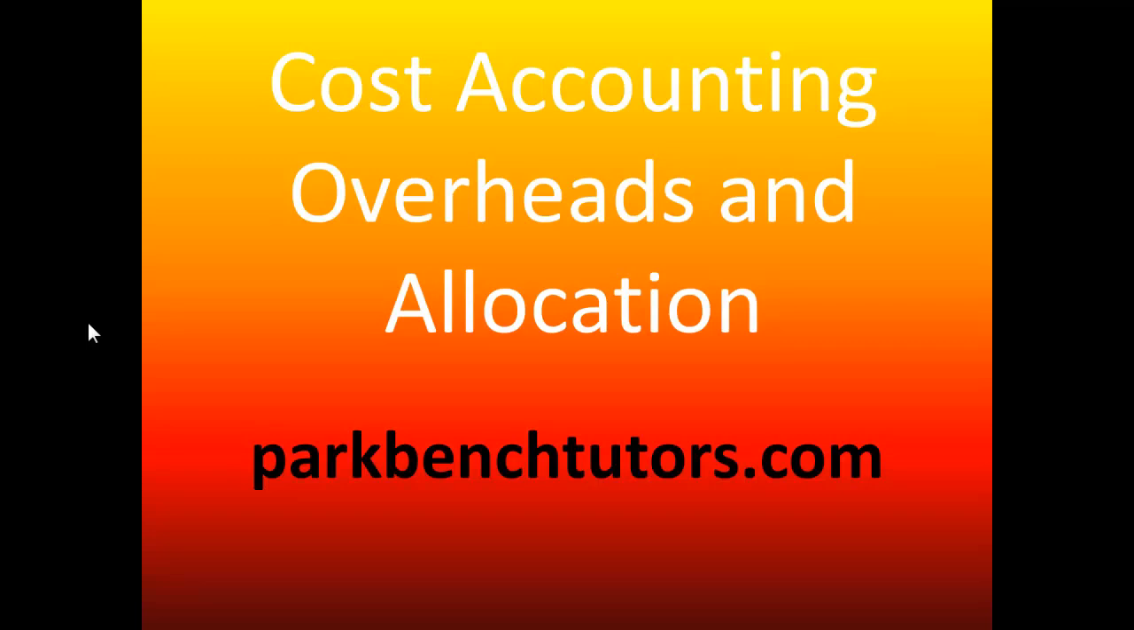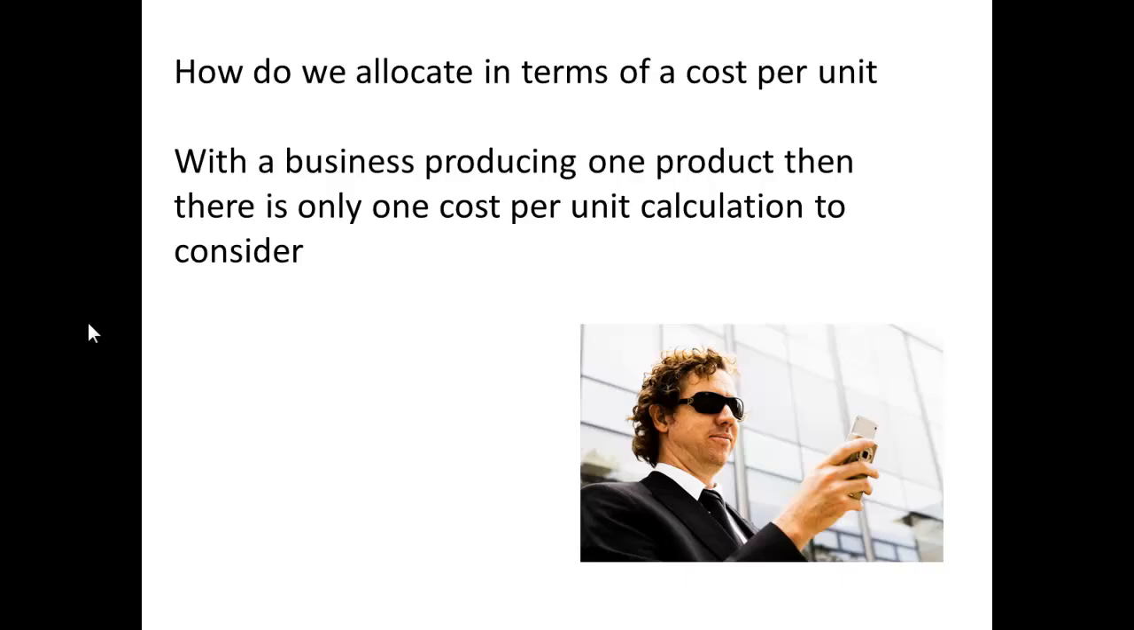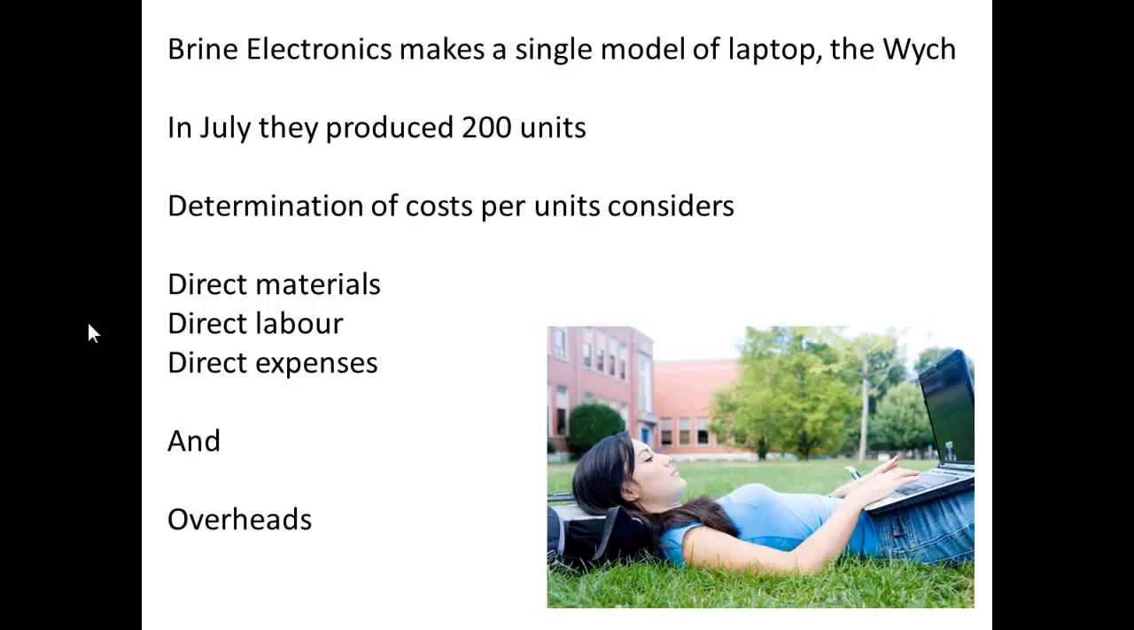In this podcast we are going to look at different ways of allocating overheads and consider why we want to use different methods. How do we allocate in terms of a cost per unit? Well, with a business that only produces one product, then there's a fairly easy cost calculation that we do.